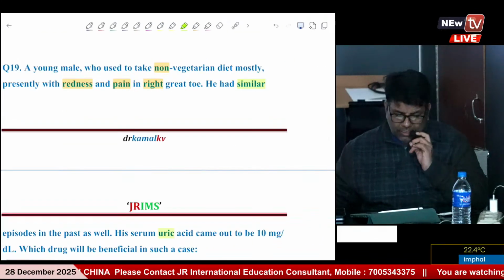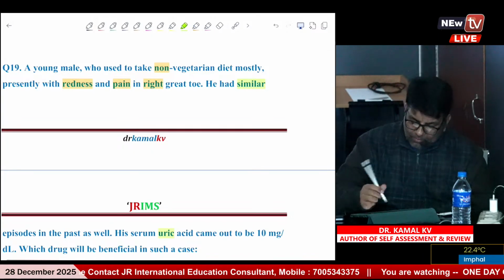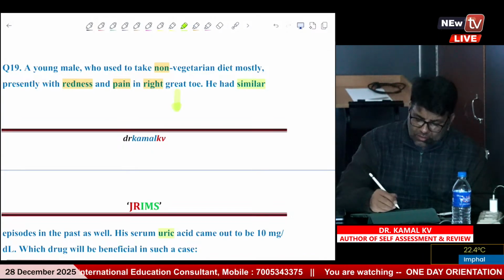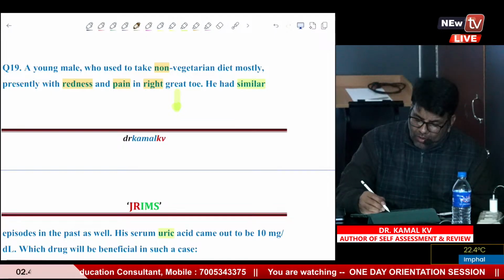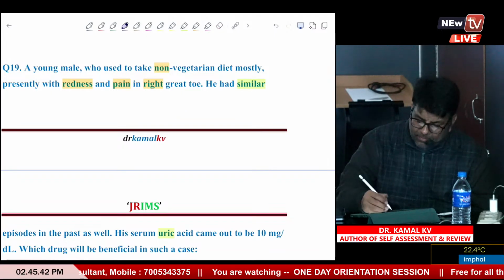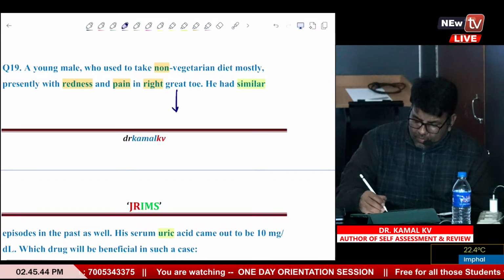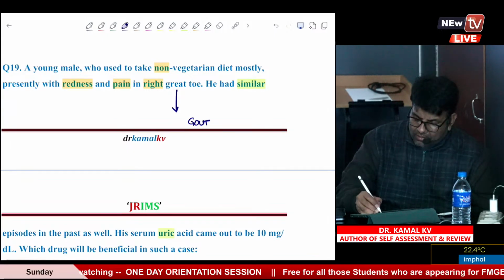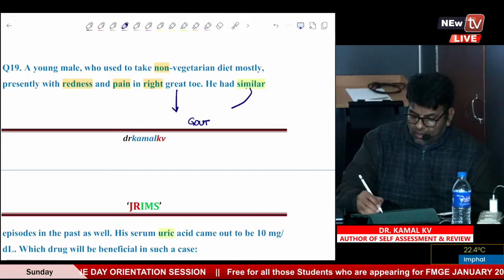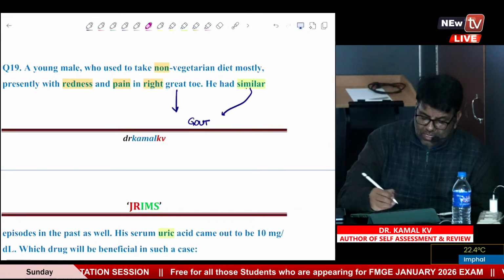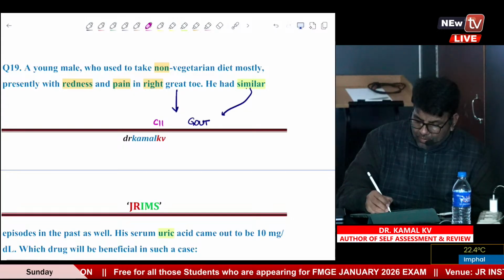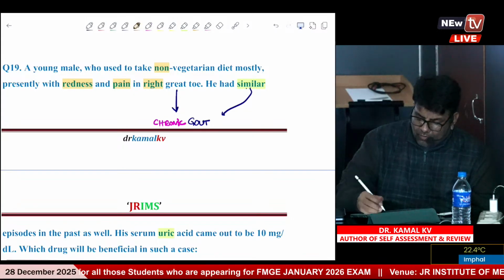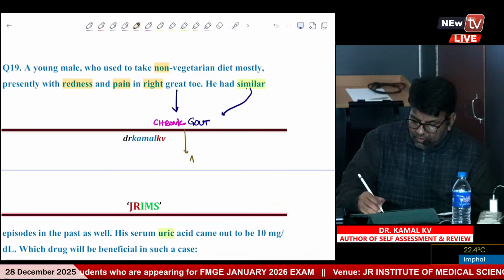Yes, very good. This is a case of gout. Very right. Yes. And why allopurinol, not NSAIDs? Because this is chronic gout. Right? Why chronic gout? Because the same episodes have happened before also. So this is chronic gout, and for chronic gout we should give allopurinol.